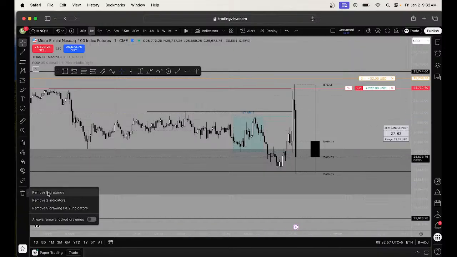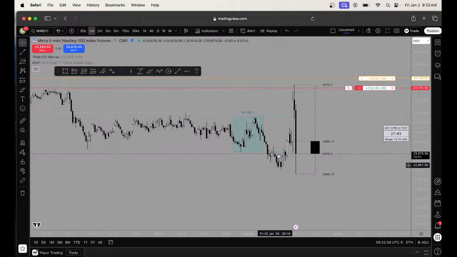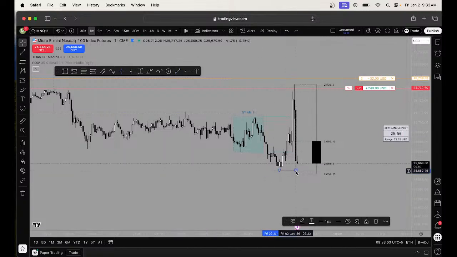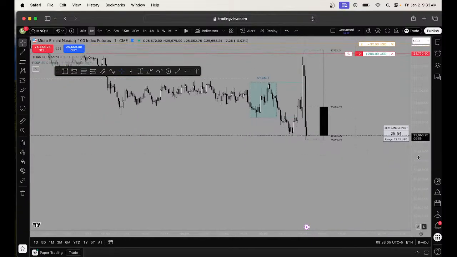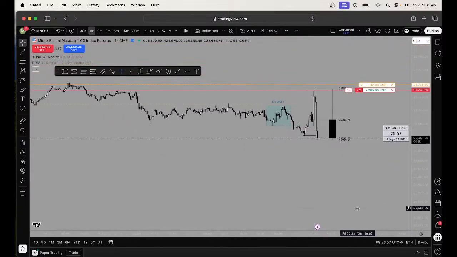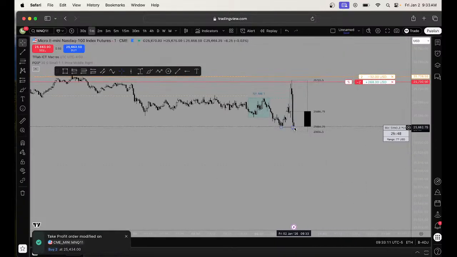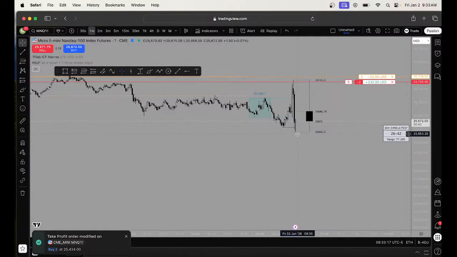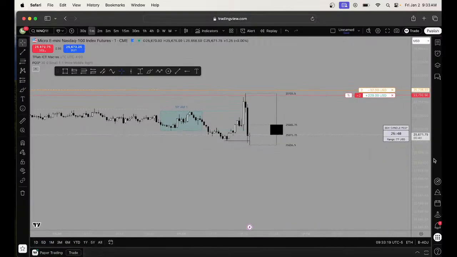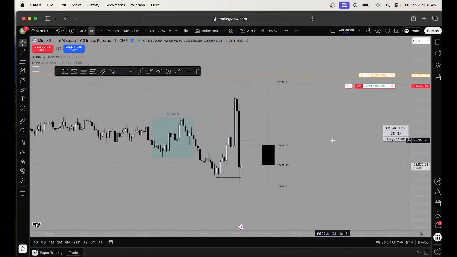Now I'm gonna get rid of all of this because it's just in my way. So we took out this low right here. I want to see it get ran through. Maybe fill this inefficiency right here. Hold on, where's the box?